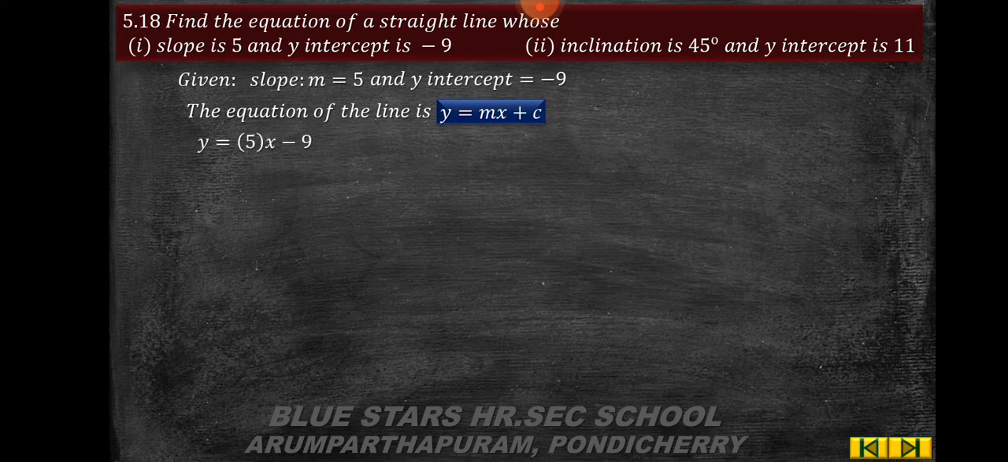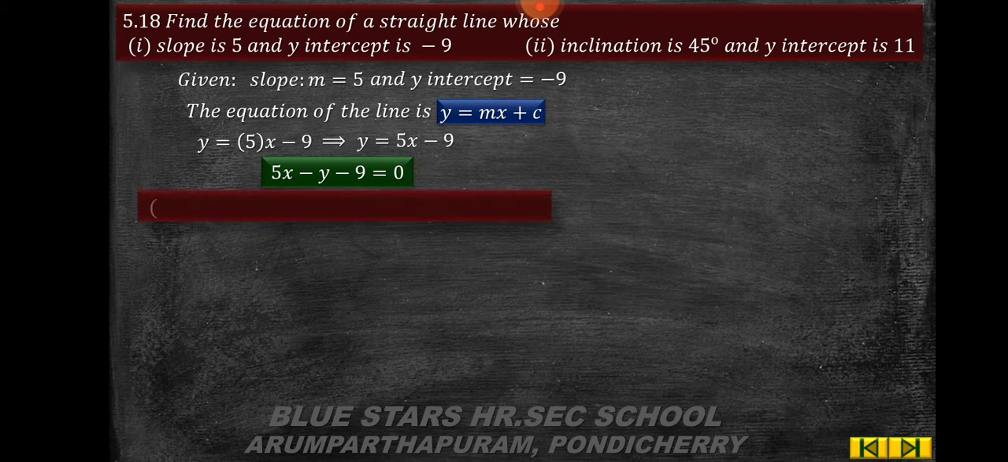So y is equal to, the value of m is 5, into x plus c value is -9. So plus into minus you get -9, which implies y is equal to 5x minus 9. You have to form the equation of a straight line. So you just take y to the right hand side. Now you get the equation 5x minus y minus 9 is equal to 0.